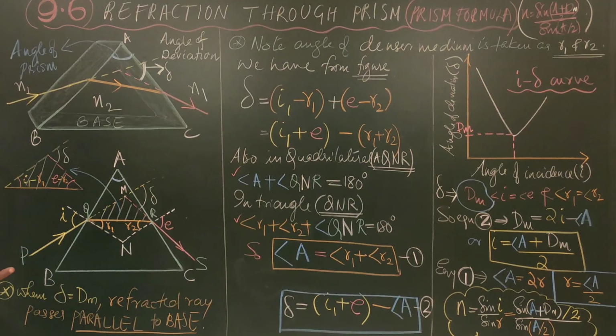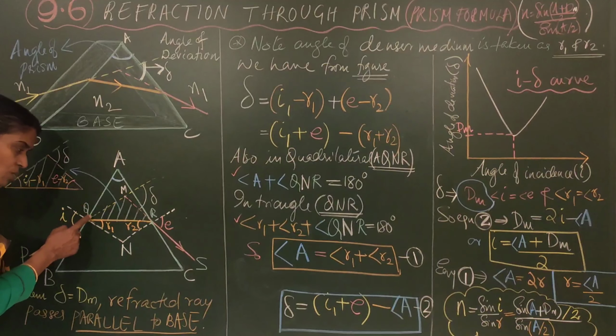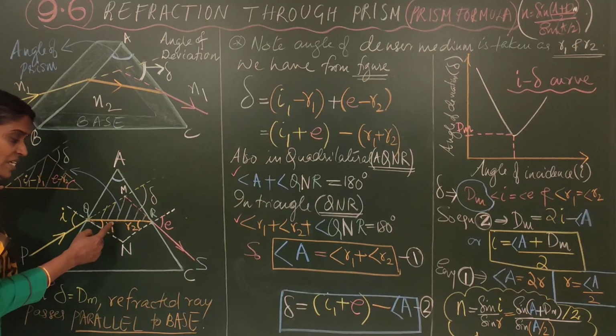Clear? Now at the point Q you have a normal, and that is denoted by N. Here again at the point R you have the normal. The two normals intersect at the point N. Clear? Now this is the angle of incidence, meaning the angle between the normal at the point of incidence and the incident ray, that is I. At the point Q, the angle of refraction is R1.